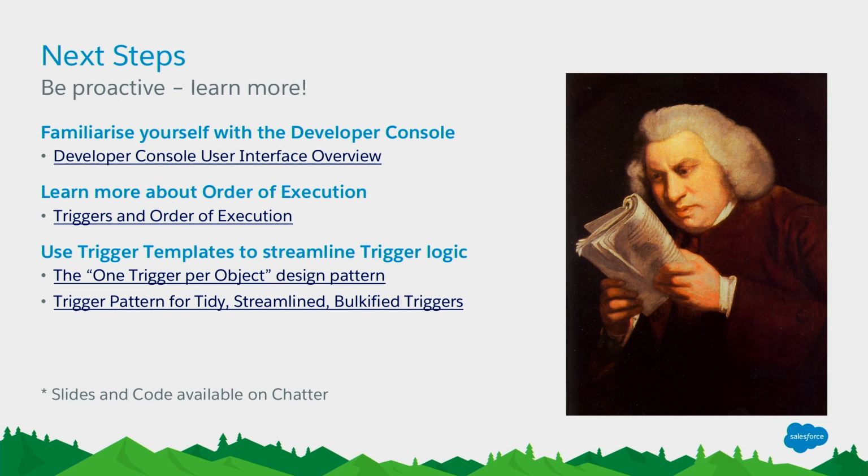In terms of next steps, be proactive, learn more, familiarize yourself with the developer console. I know there's a lot of people who like or just dislike it. It can be hard to use sometimes, but just be aware of the main features that are available in the developer console. You can have a look in the Salesforce documentation. Also, you can learn more about the order of execution by, again, going in the Salesforce documentation. And the third thing I would recommend is to use the trigger templates to streamline the trigger logic. And it will also allow you to put your logic in external Apex classes to do static variables and a lot of things like that.